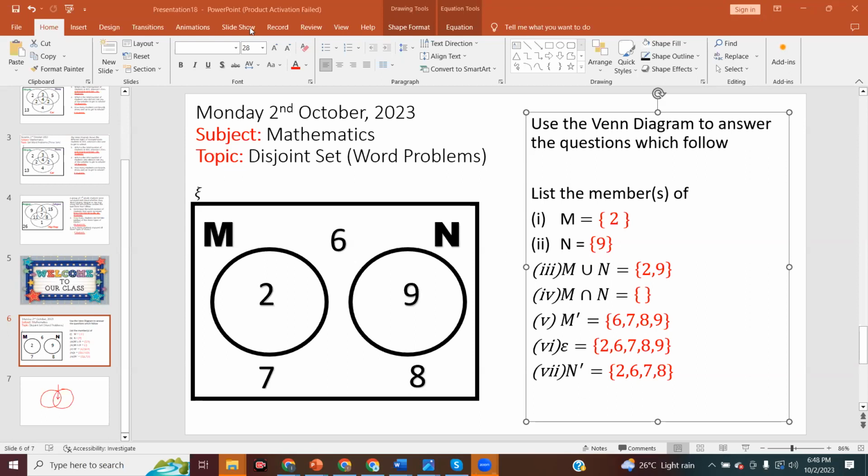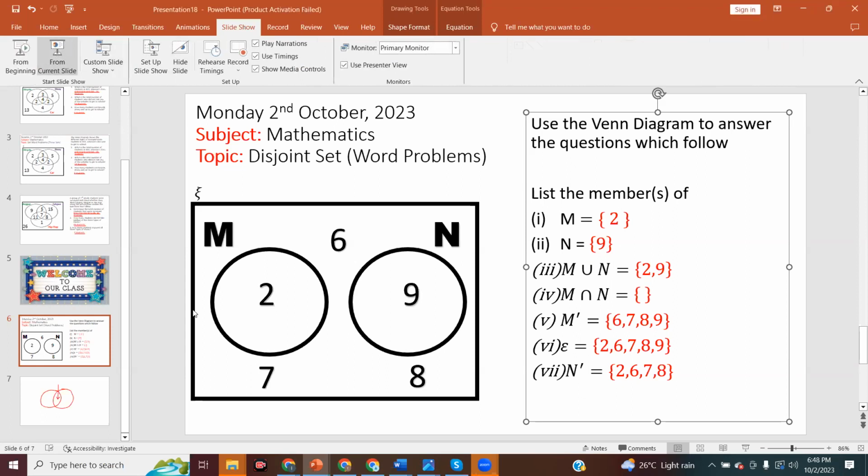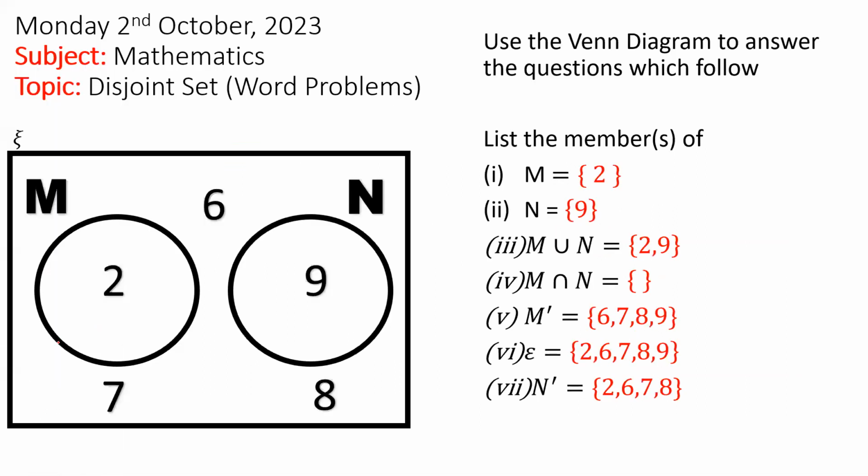All right. So that means I want all of M, and I want all of N together. That's why it's 2 and 9. Does that make sense?